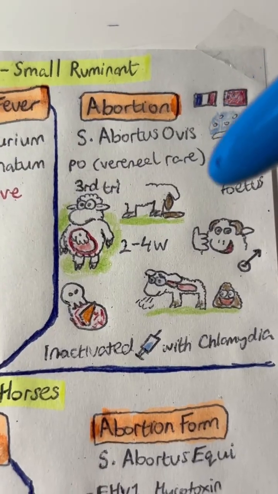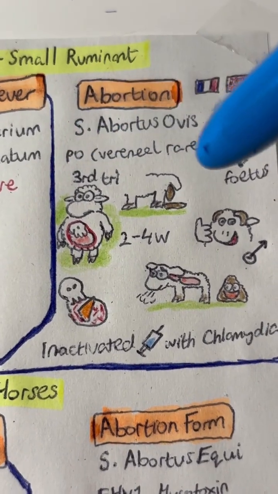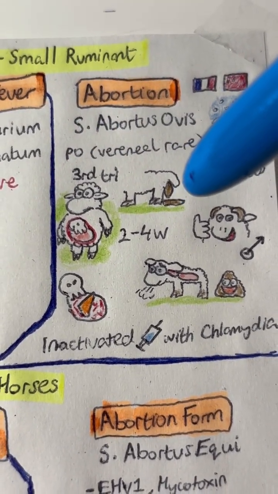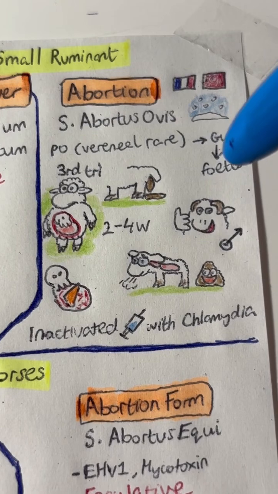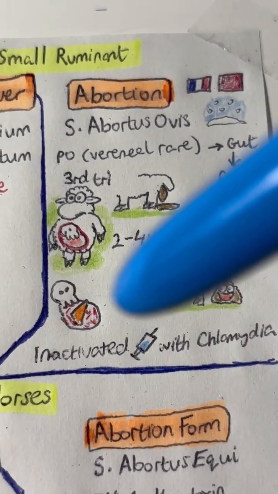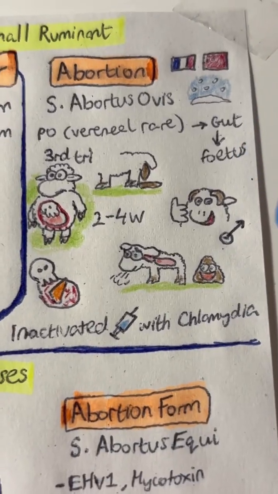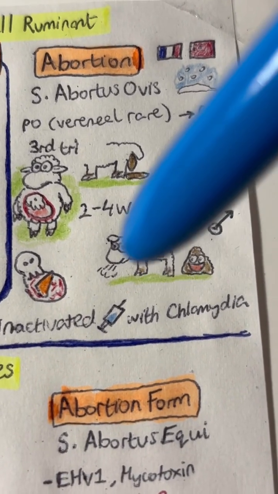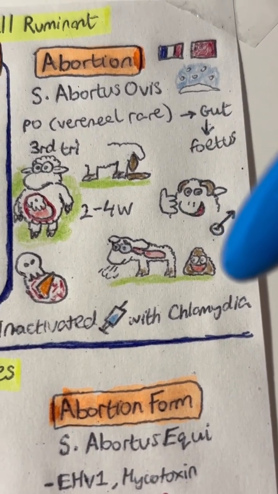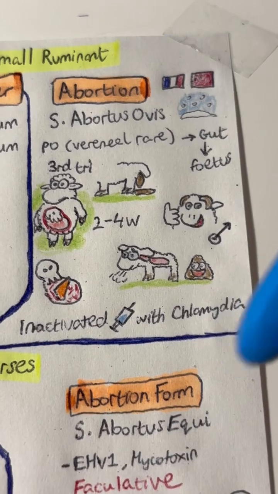We normally see abortion 2 to 4 weeks into the 3rd trimester, as well as retained fetal membrane and vaginal discharge. Rams are usually asymptomatic. And in aborted fetuses, in the pathology we can see autolysis, hemorrhages, and necrotic foci in the liver. The newborn lambs that don't get aborted usually get pneumonia, diarrhea, and then they will soon die. There is an inactivated vaccine for abortus ovis with chlamydia.